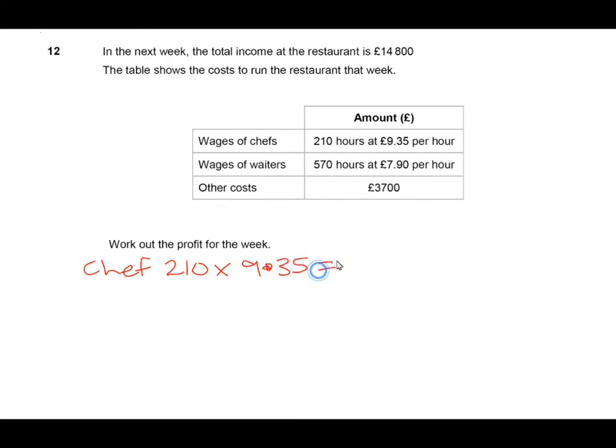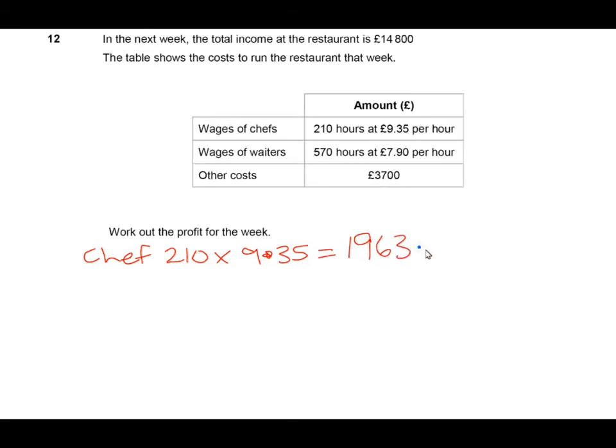9.35. And that gives us £1,963 and 50 pence. For the waiters, you've got 570 hours at £7.90. And that's £4,503. And then we've got the other costs. So we need to add the chefs, the waiters, and other costs together.